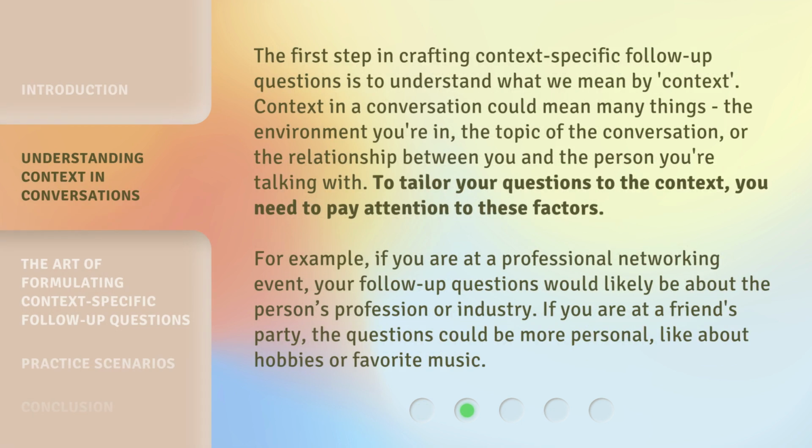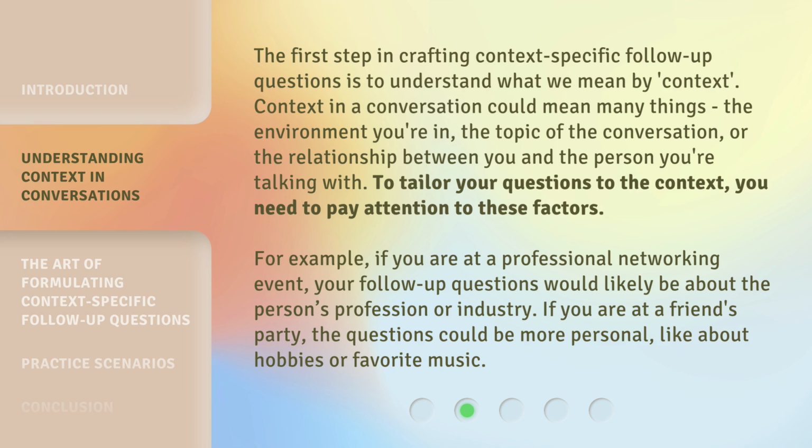The first step in crafting context-specific follow-up questions is to understand what we mean by context. Context in a conversation could mean many things: the environment you're in, the topic of the conversation, or the relationship between you and the person you're talking with. To tailor your questions to the context, you need to pay attention to these factors.